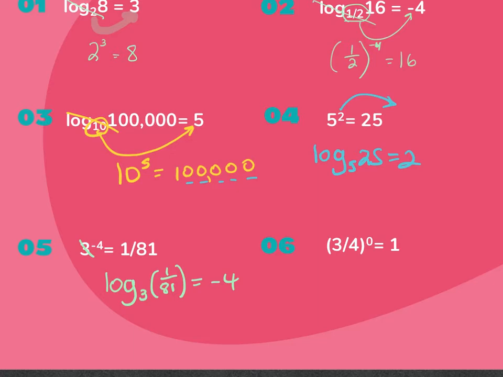How about 6? What would 6 be in exponential form? I mean in log form, sorry. Log base 3 over 4, 1 equals 0. Good. Log base 3 over 4, 1 equals 0.